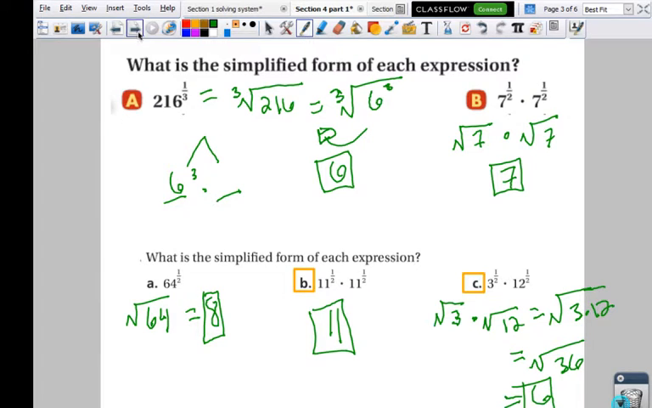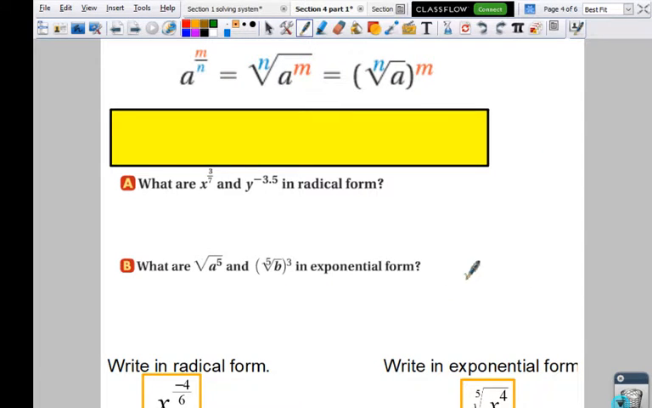Alright, it's not too bad so far. These are actually really similar to what we just did. Last time we went back and forth between exponential and radical. I went from something like x to the 1/2 equals square root of x, right? Now I'm also going to show you how you can go from something like x to the 3/2 into radical form, and it's really not that much harder.